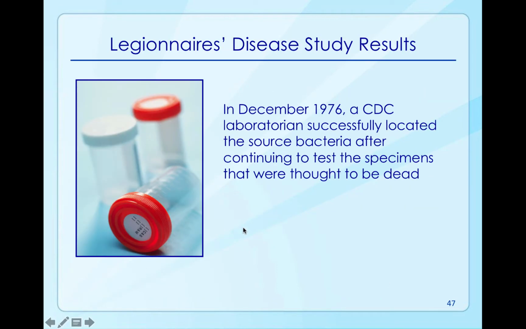In December 1976, a CDC laboratorian successfully located the source bacteria after continuing to test the specimens that were thought to be dead. A new bacteria that had caused this disease was discovered. After isolating the bacteria, conditions at Hotel A were investigated to determine their connection with the onset of illness.